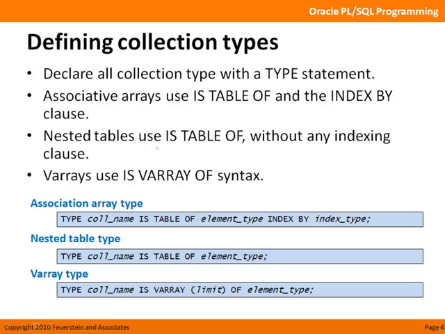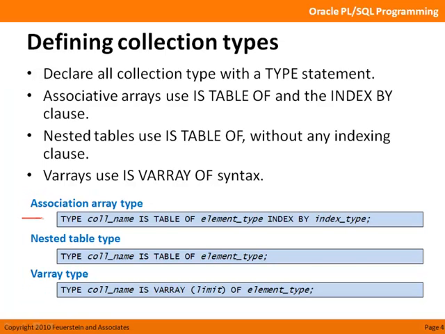Okay, but you're going to mostly declare your own collection type specific to your application. There are three different types of collections: associative arrays, nested tables, and v-arrays, and each one has their own variation on the type statement that you use to define your collection type.